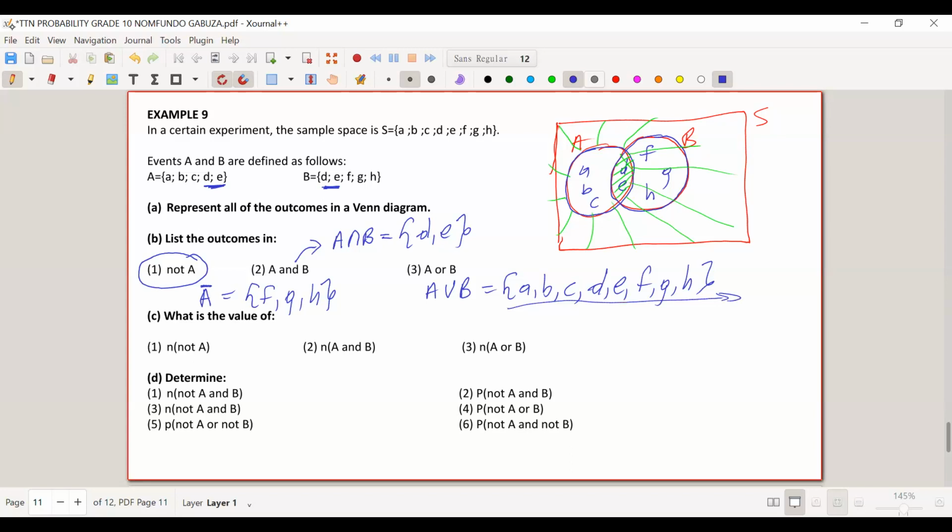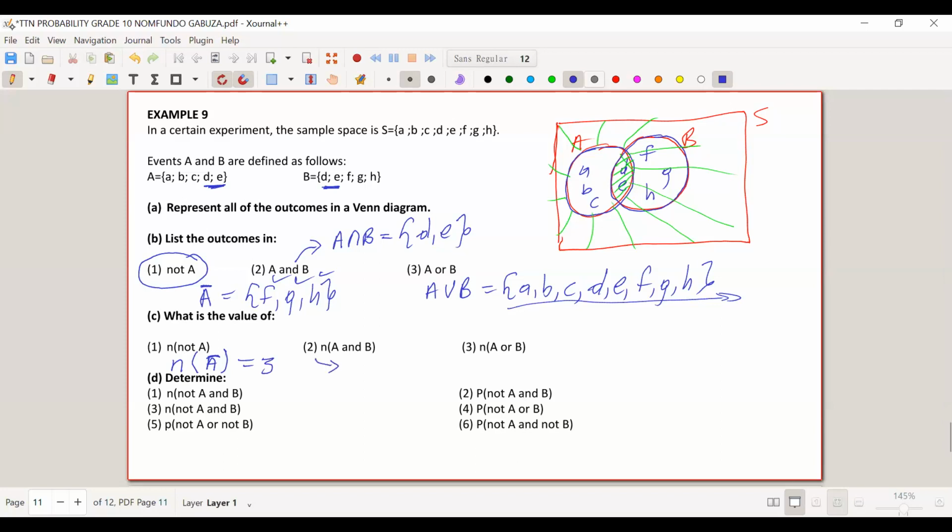I hope everyone is still following. So let's move on to part C. Part C says, what is the value of N, which means we're looking for the size of the complement A, not in A. So the size of the complement A is going to be 1, 2, 3, because we've already calculated the complement A. So the size is going to be 3, right?